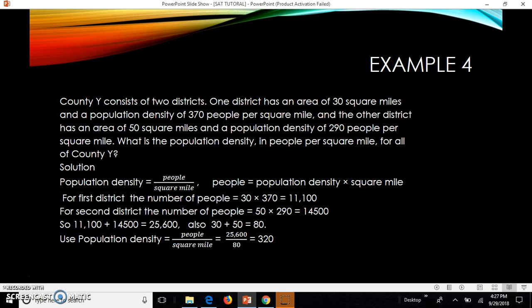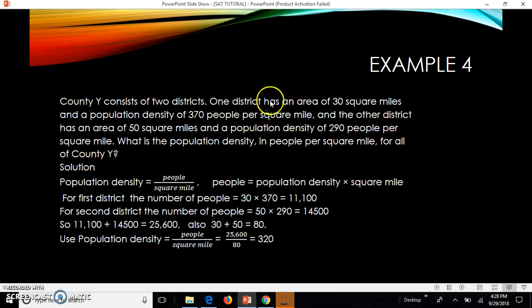Country Y consists of 2 districts. One district has an area of 30 square miles and a population density of 370 people per square mile, and the other district has an area of 50 square miles and a population density of 290 people per square mile. What is the population density in people per square mile for all of the country? The trick here is you need to know your formula for density. It is obvious here, density is people per square mile.